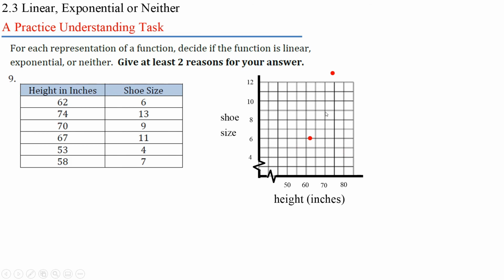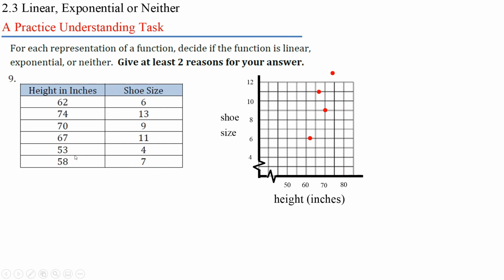Right there. At 67 inches tall, we have a shoe size of 11. Random data. 67 and then up to 11. Let's be careful here. 67 and 11, about right there.